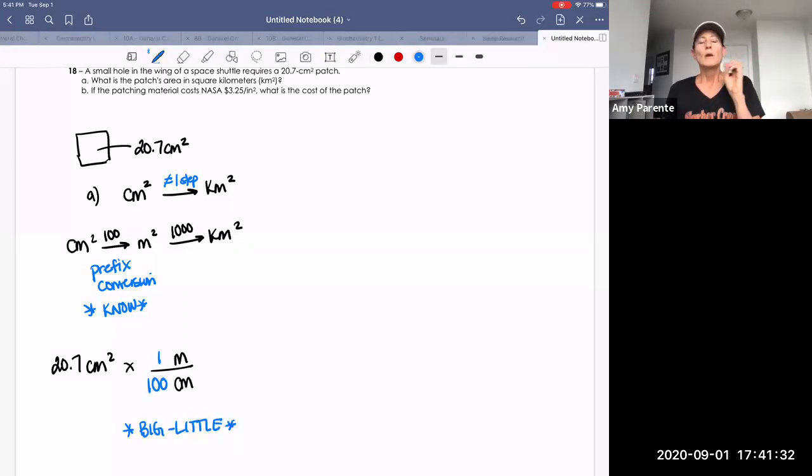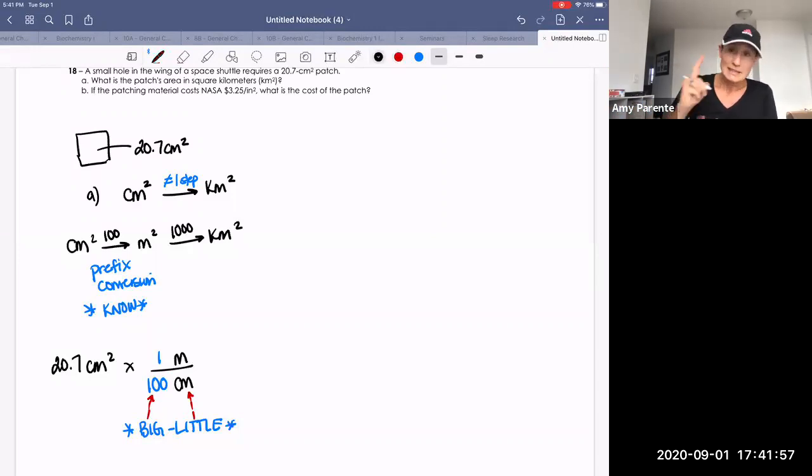Okay? We always want to have the bigger number with the smaller unit. So hopefully you remember that a centimeter, remember we've got our little sugar cube, is smaller than a meter. So meter is the smaller unit. I'm sorry, centimeters is the smaller unit. So that's the little unit, so it gets the big number.